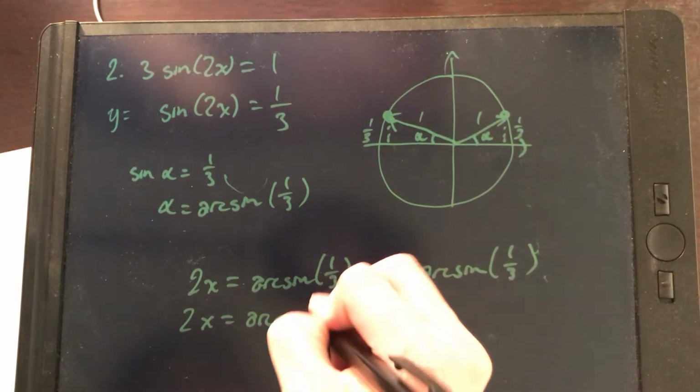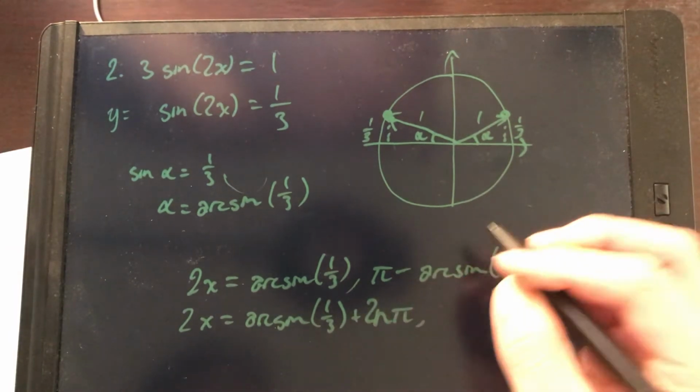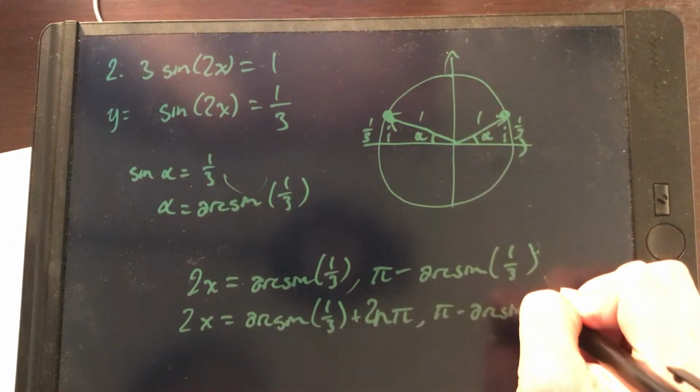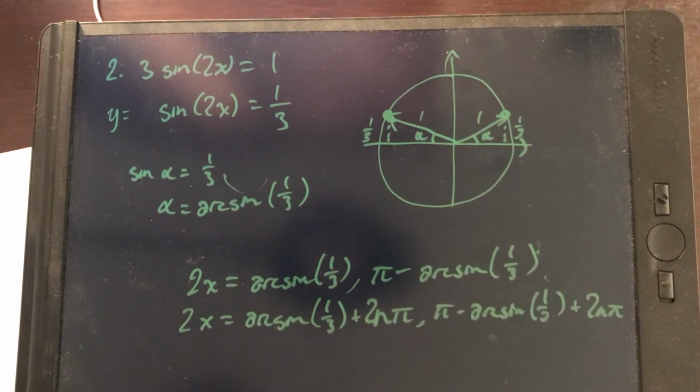So, looking at each of these, we will add 2n pi, and the other one, pi minus inverse sine 1/3 plus 2n pi, and n is an integer. If you really want to be technical about it, you'd write down n is an integer.